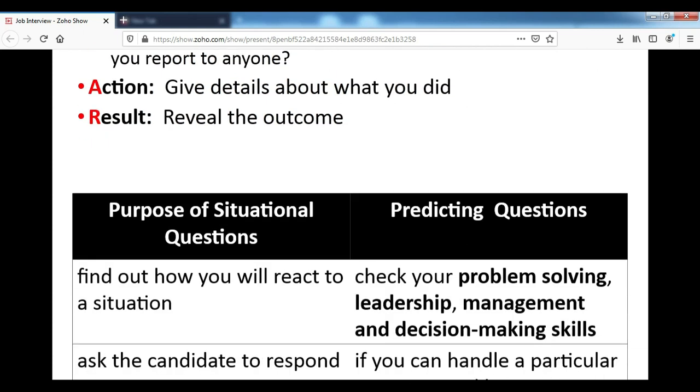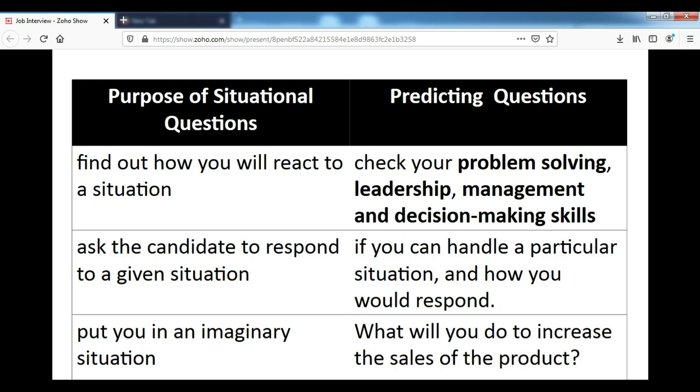Now let's move further. The next type is situational questions. People often make mistakes in understanding these questions, whether a question is a situational question or a behavioral question. Situational questions are basically meant to see how you react to a particular situation. Here the interviewer will ask the candidate to respond to a specific situation. They will put you in some imaginary situation, so the questions will be based on future aspects.